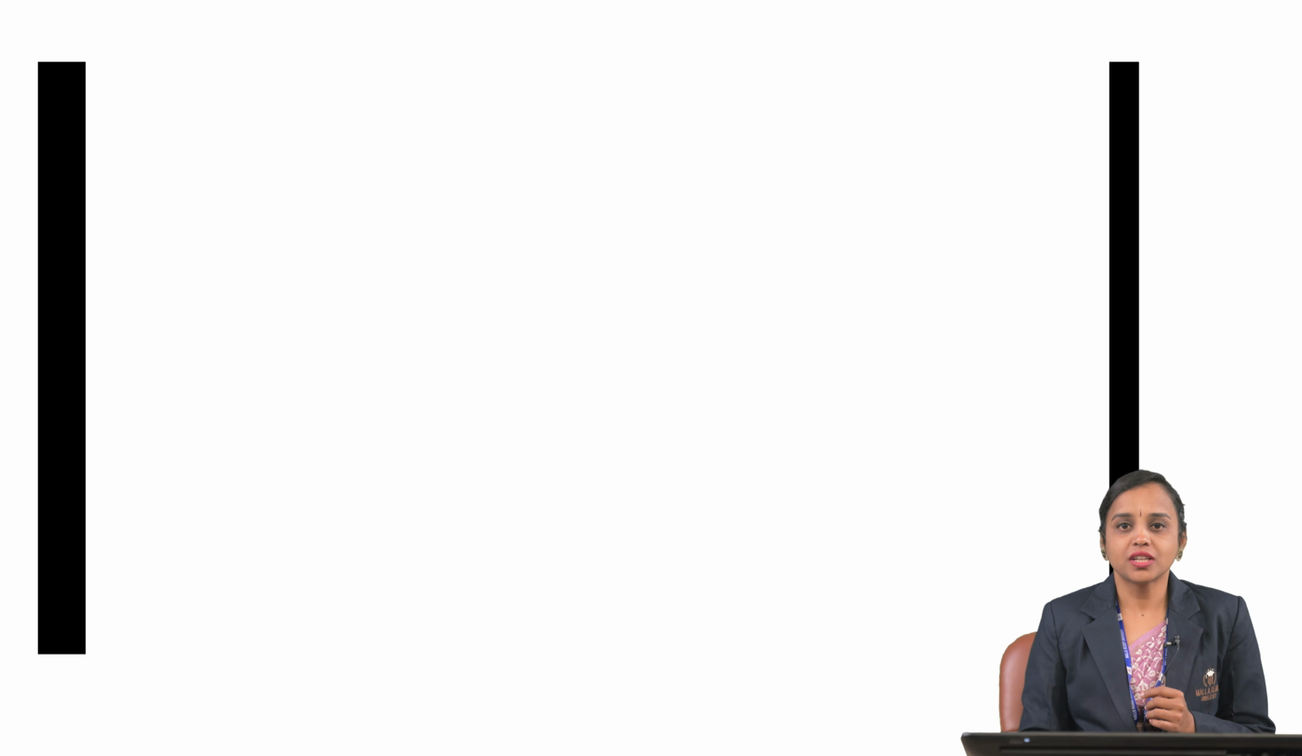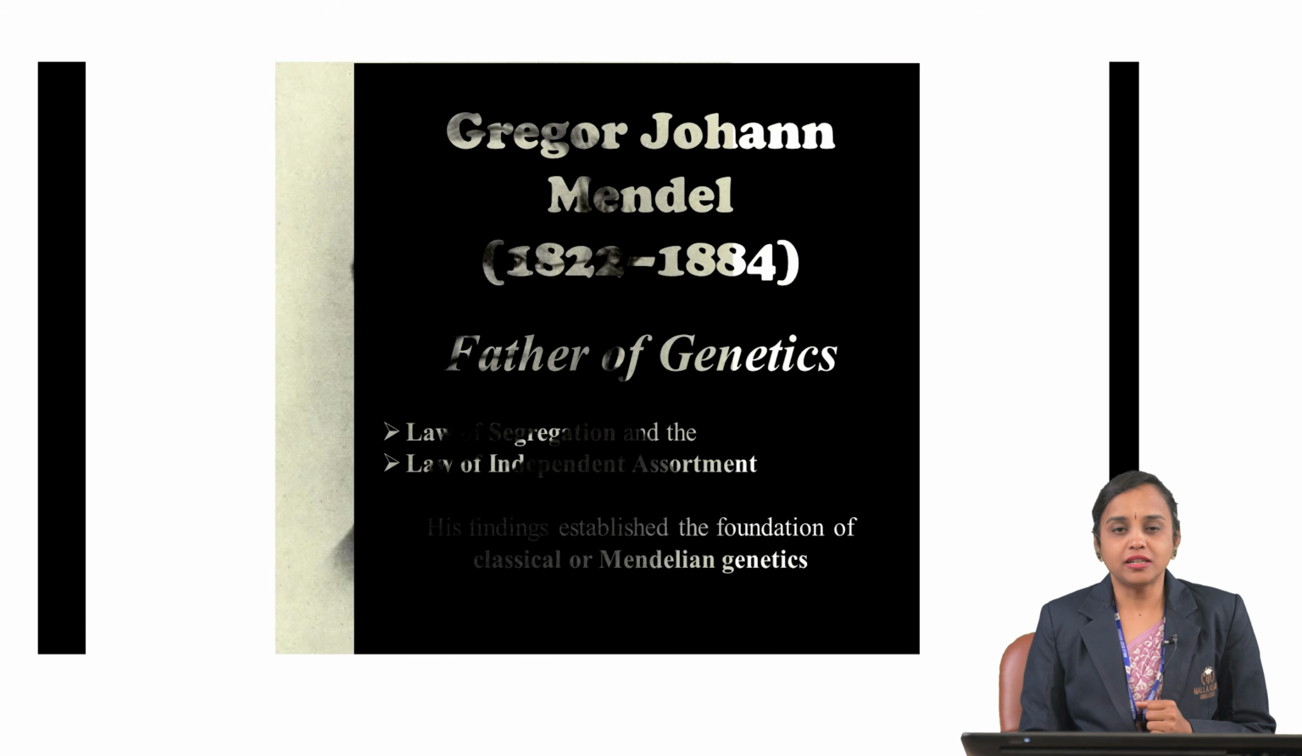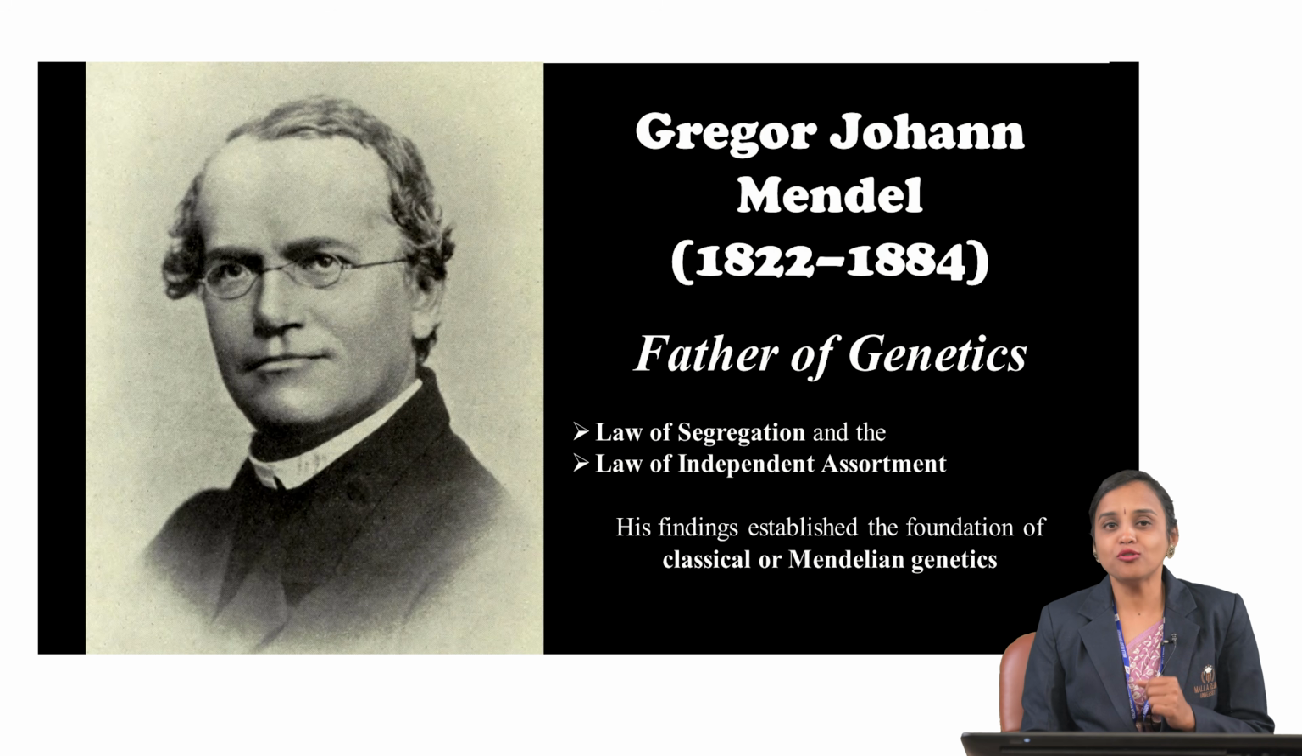We all know him, Gregor Mendel, who is regarded as the father of genetics for his groundbreaking experiment on garden pea. By analyzing the inheritance of contrasting traits, Mendel formulated the law of segregation and the law of independent assortment, which explain how heritable factors are transmitted from parents to offspring. His findings established the foundation of classical genetics, emphasizing discrete inheritance and statistical predictability of trait expression.